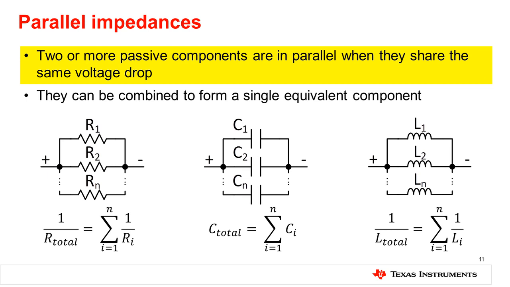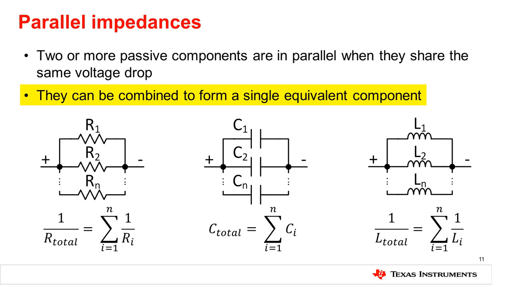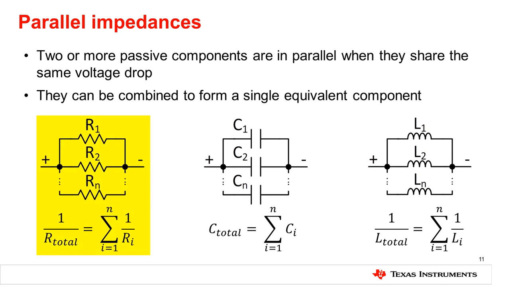On the other hand, two or more components are considered to be in parallel when they share the same voltage drop. Again, this may occur intentionally or unintentionally, and they too can be simplified to a single equivalent component to facilitate calculations. In this case, resistors can be combined to a single equivalent component by summing the reciprocal of each resistance and taking the inverse. Since parallel resistors are quite common, it's good to know a couple of rules of thumb.